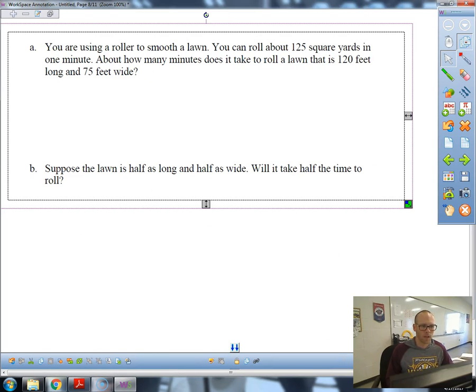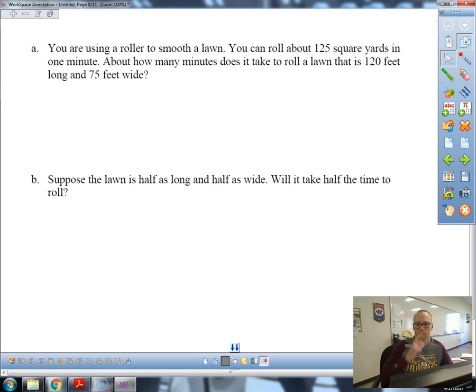You're using a roller to smooth a lawn. Have you ever done that before? Maybe you've laid sod, and you've taken a roller, which is like a cylinder, and filled it with water to make it heavy, then rolled it over the lawn to smooth it out. You can roll about 125 square yards in 1 minute. How many minutes does it take to roll a lawn that is 120 feet long and 75 feet wide?